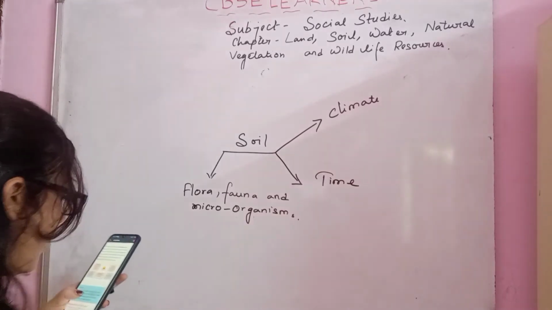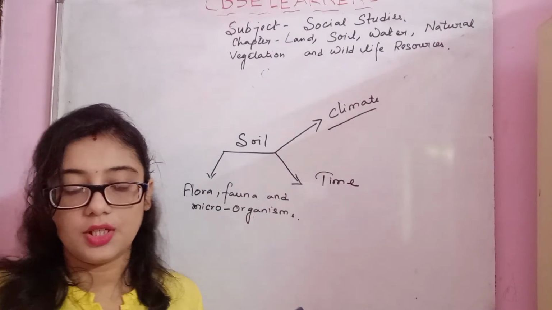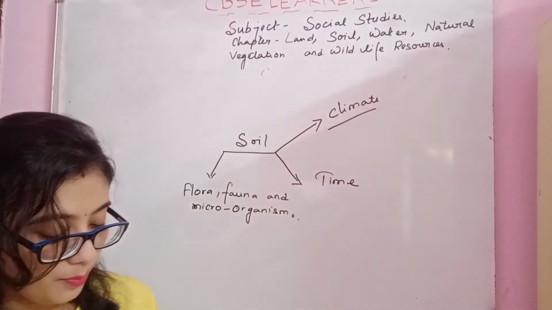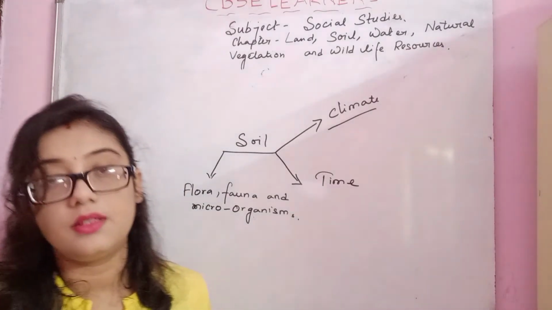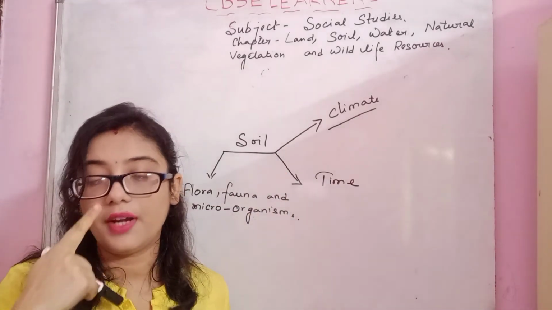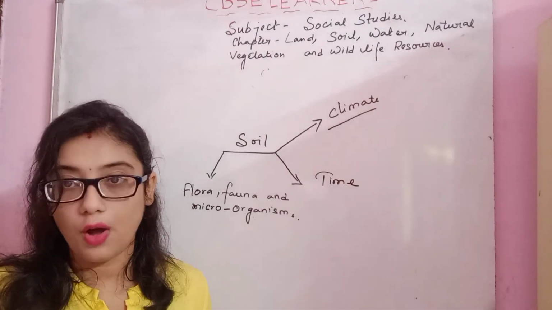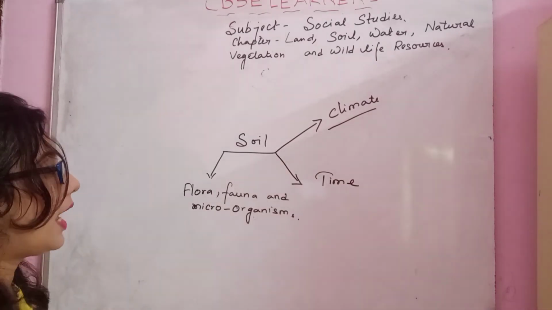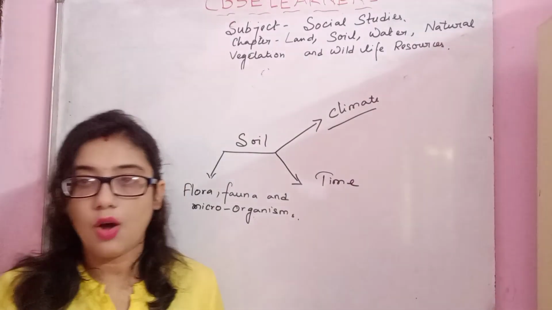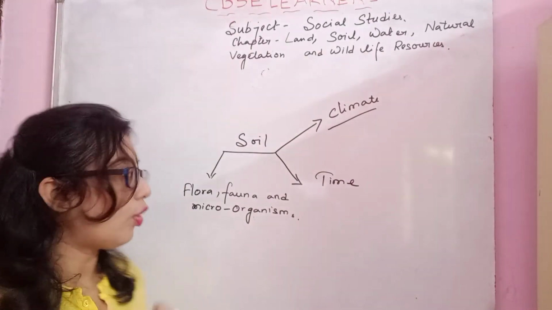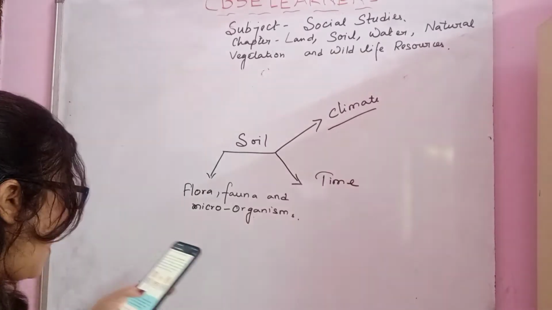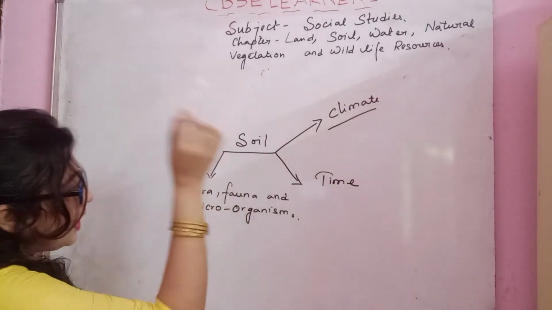Okay, so climate affects temperature and rainfall, and influences the rate of weathering and humus formation. So climate is very, very important for soil formation. Next, time affects how thick the soil will be. As in the Did You Know segment, you have read that it takes hundreds of years to form 1 centimeter of soil. So time is also important. Flora, fauna and microorganisms: microorganisms are the organisms which we cannot see with the naked eye, right? Flora is the flowers and plants, fauna is the animals, right? Their activity affects soil formation.